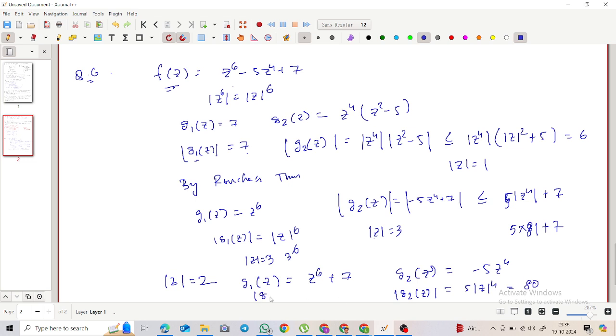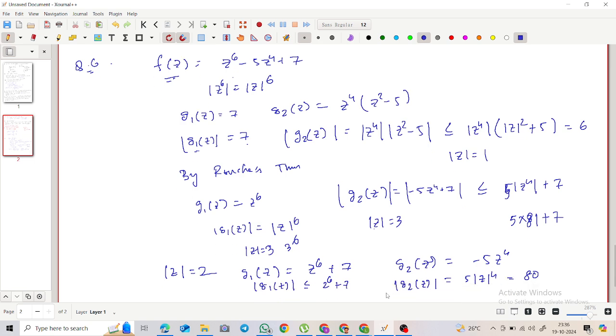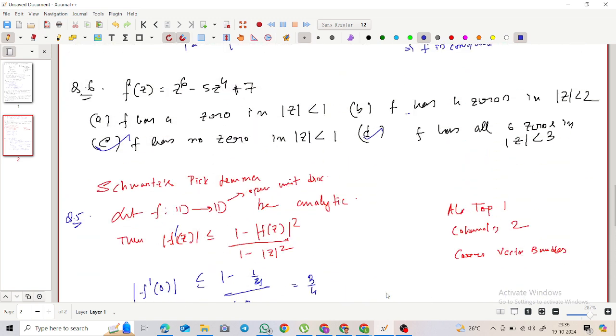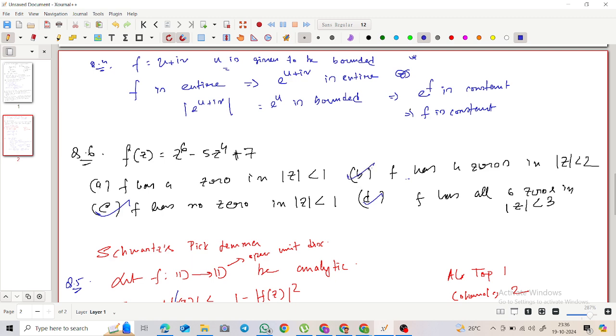And what is modulus of g1z? This is less than or equal to 2 to the power 6 plus 7, which is less than 80, na? It is less than 80. So this has 4 zeros. F has as many zeros as g2 does. Okay. Any other problem you have?